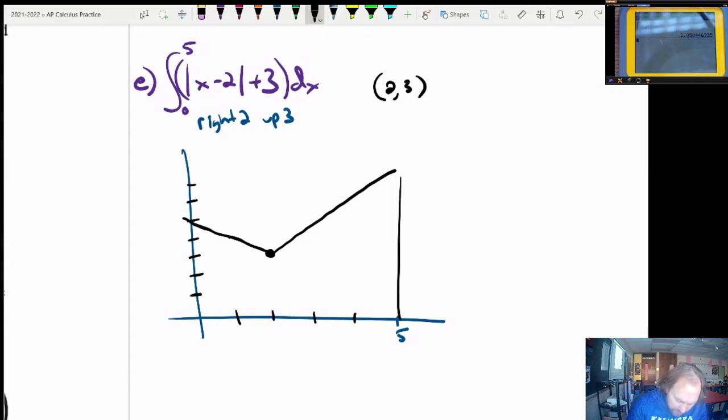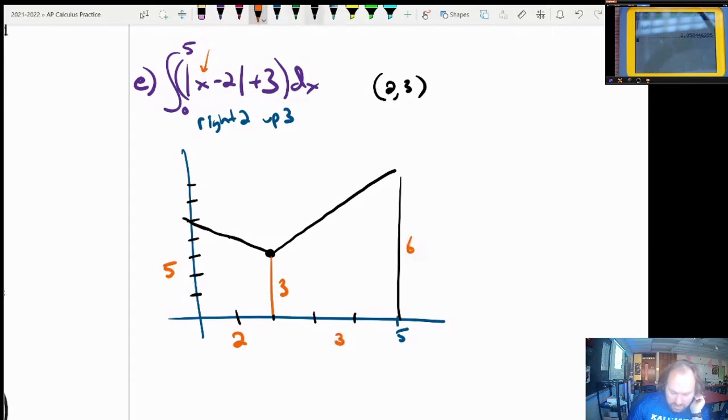So I think the best way to do this is to think about it as 2 trapezoids. Cut it into boxes that way. This is going to be 2, this is 3. If I were to plug in 0, it would be 2 plus 3, this is 5. If I were to plug in 5 for x, 5 minus 2 is 3, 3 plus 3 is 6, and this is 3 down here.